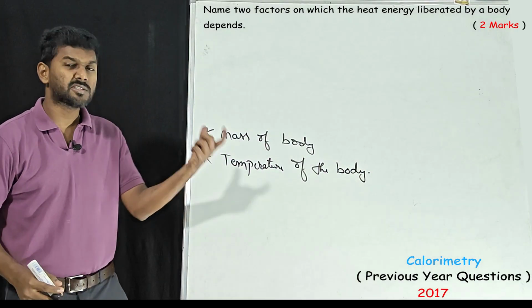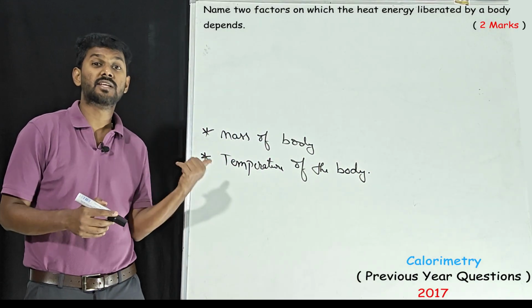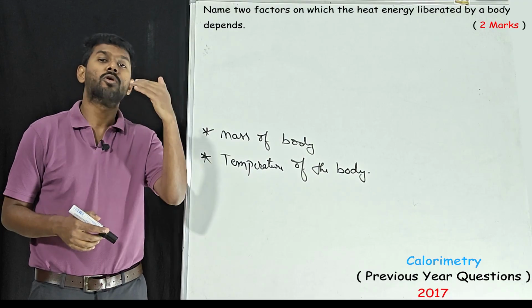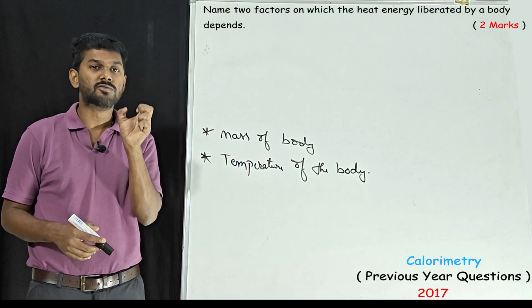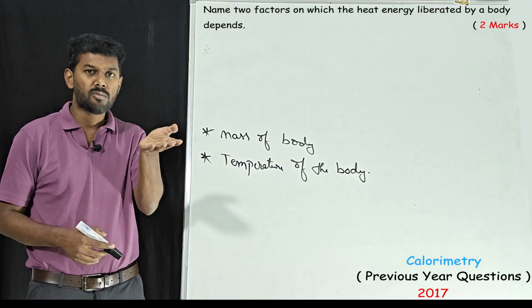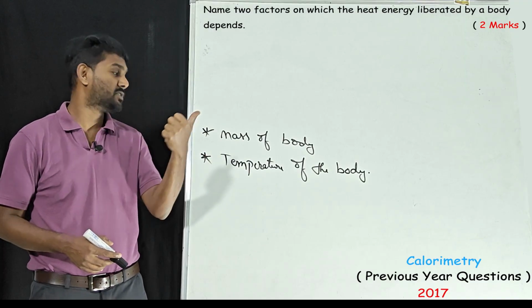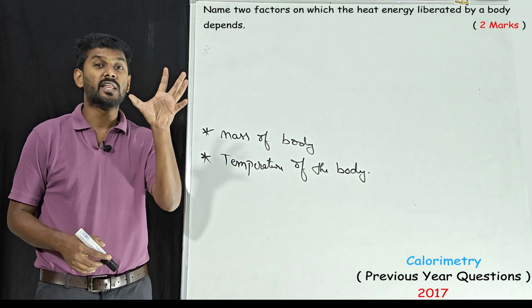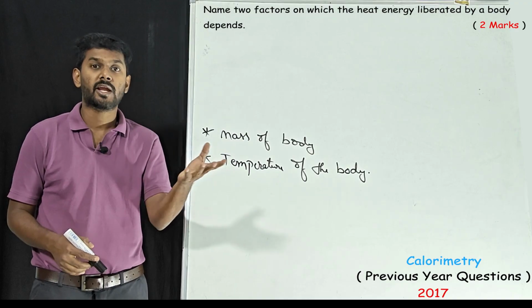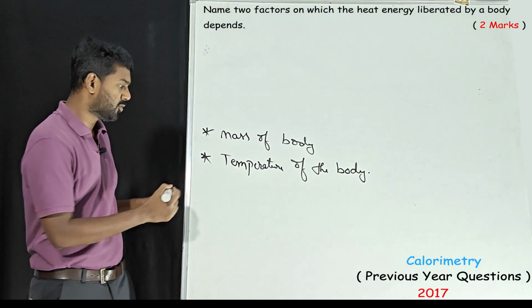So temperature of the body, how is it related? It is again directly proportional. More the temperature you want, it absorbs more heat energy. If you keep on raising the temperature of a substance, it keeps on absorbing more heat energy. So temperature of the body and heat energy absorbed or liberated, both are directly proportional.